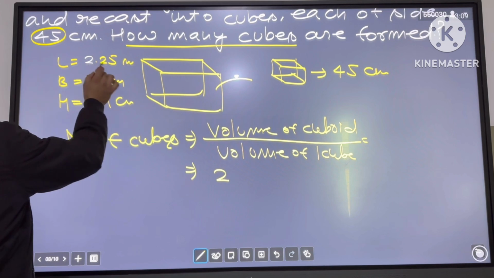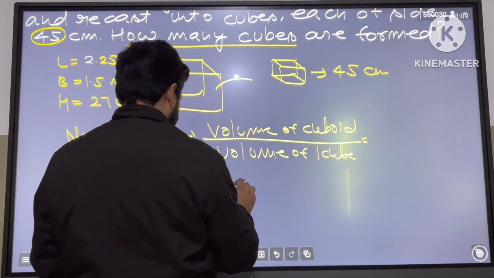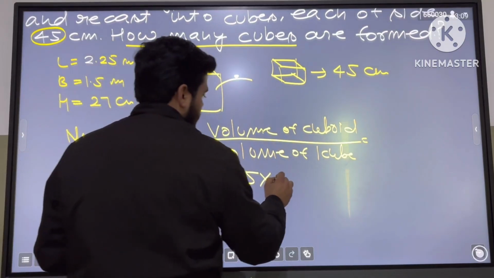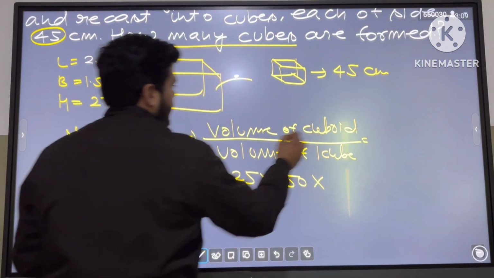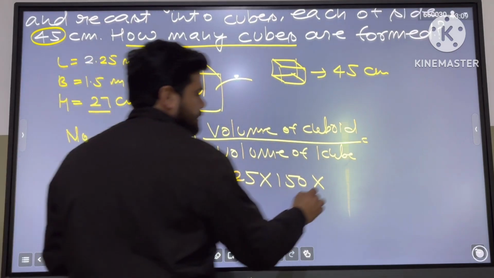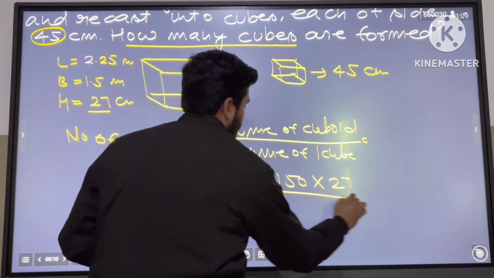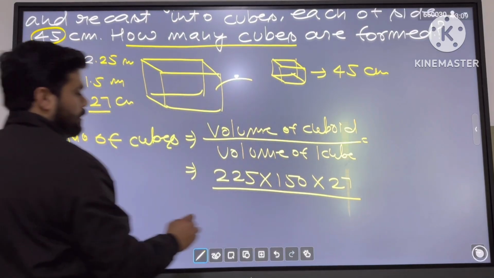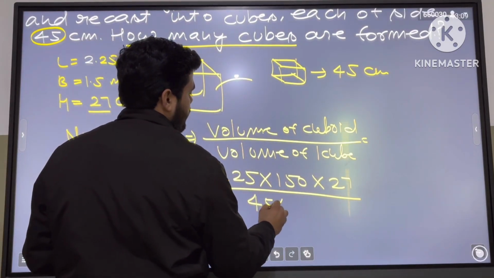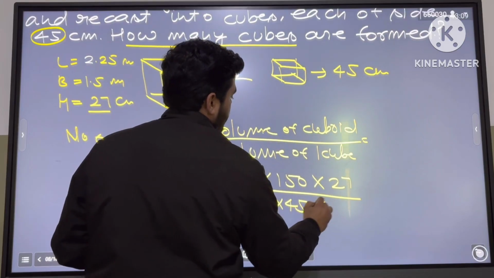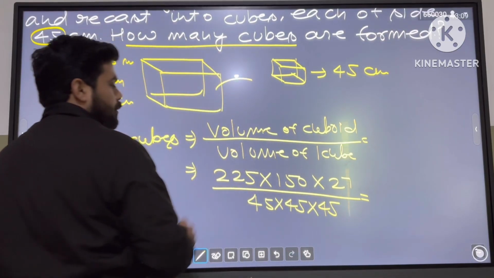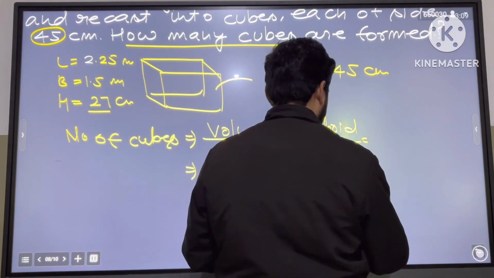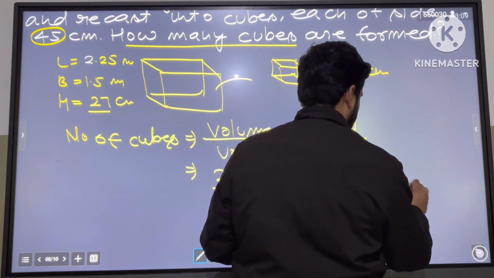Okay. So 2.25 multiplied by 100, the answer is 225. 1.5 multiplied by 100 is equal to 150. And height is also given in centimeter. Volume of the cube is side cubed. Side is given 45, so 45 into 45 into 45. When we multiply 225, 150 and 27, we get the answer 911250.